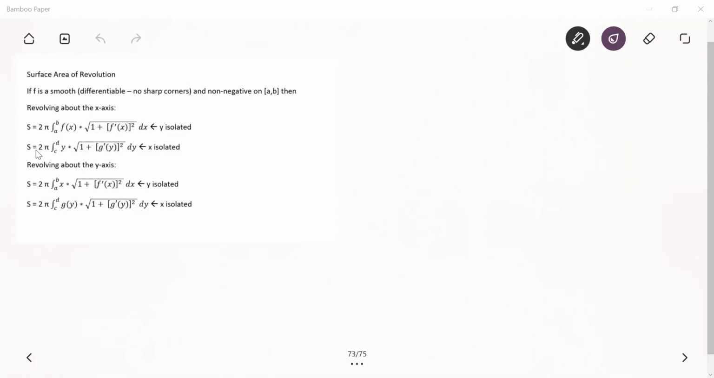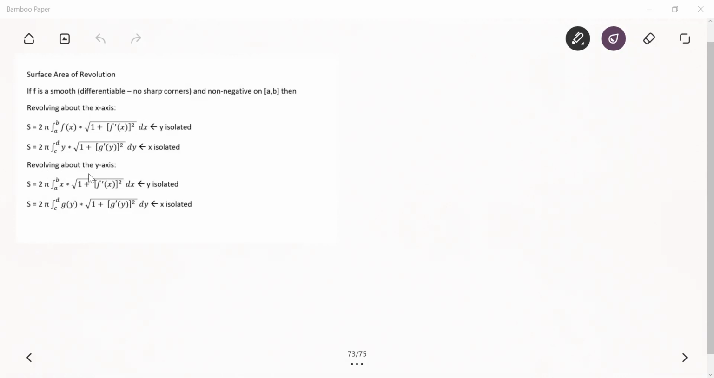If our x is isolated, we're going to have our surface area is equal to 2 pi from c up to d. So these are our y coordinates. Y times our square root of 1 plus the derivative of our y function, quantity squared, dy.